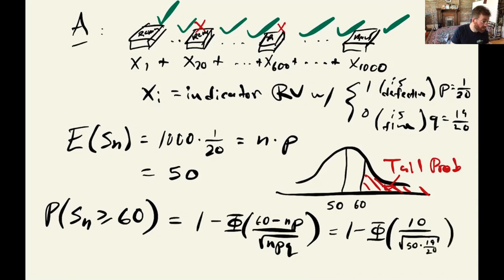So if you work this all out, and I can just plug it into my calculator right now, 10 divided by the square root of 50 times 0.95 works out to be about 1.45. So this right here, and so this whole value right here.